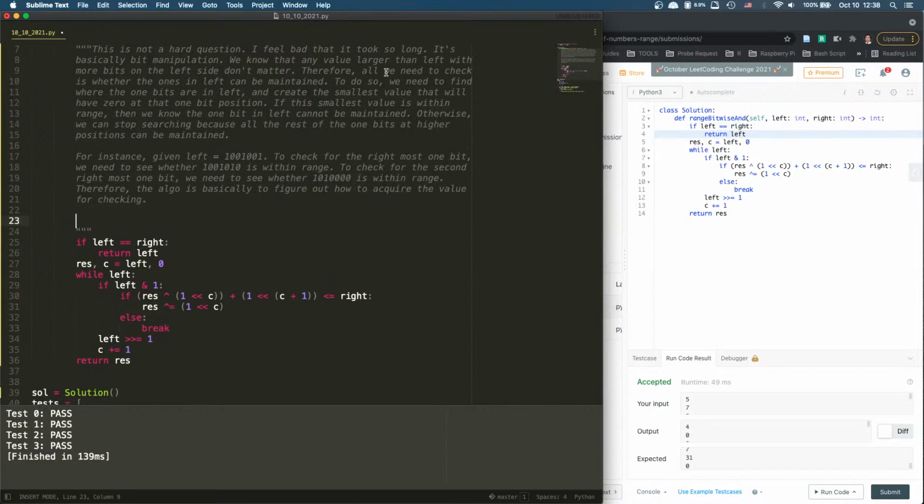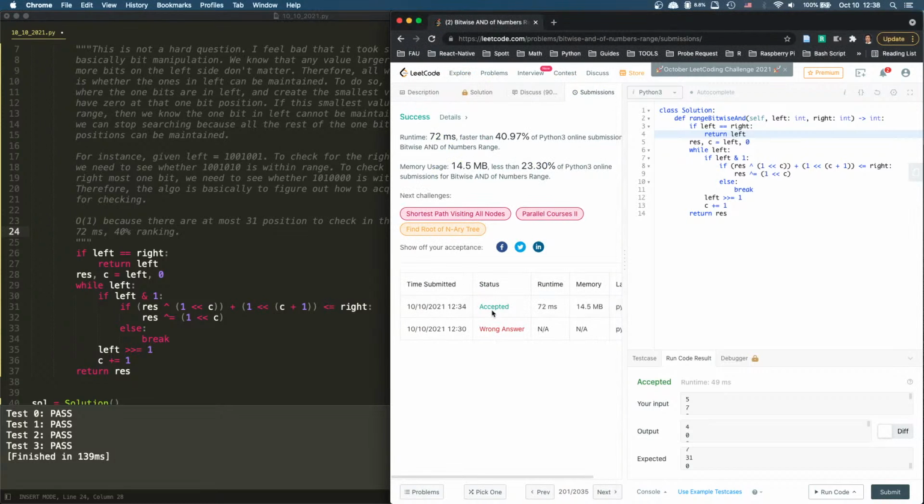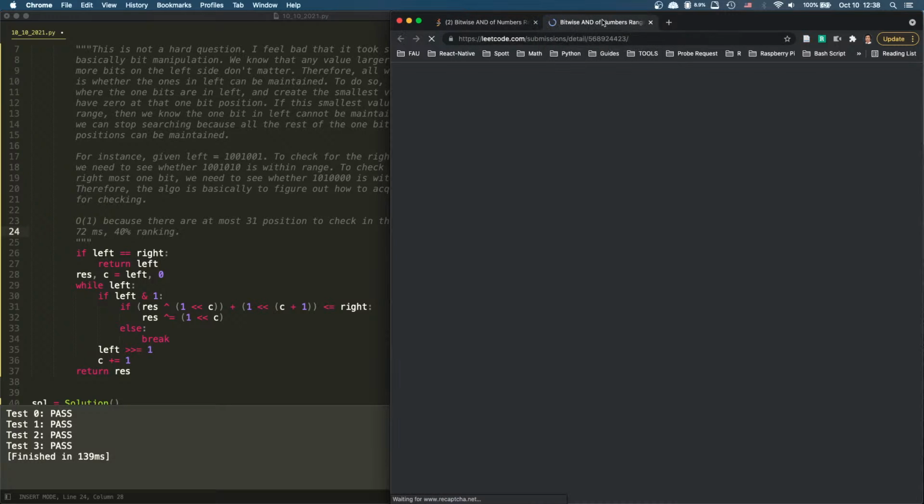And our runtime, we call it O(1) because there are at most 31 positions to check in the loop. But our runtime is pretty bad, 72 milliseconds, only 40%. We're going to see how the distribution is. Maybe it's not that bad. But we did get it wrong once. That's very disconcerting.